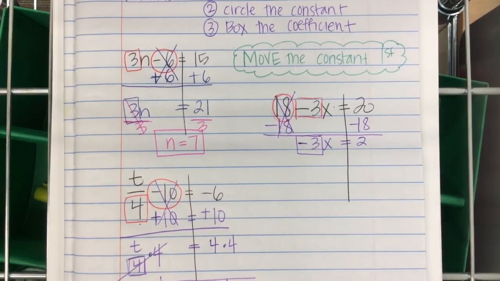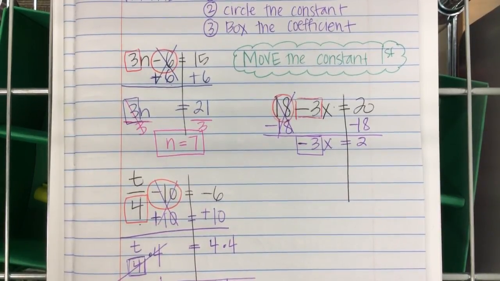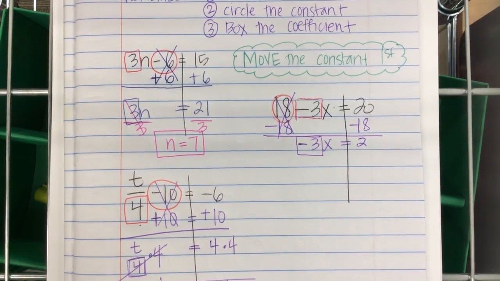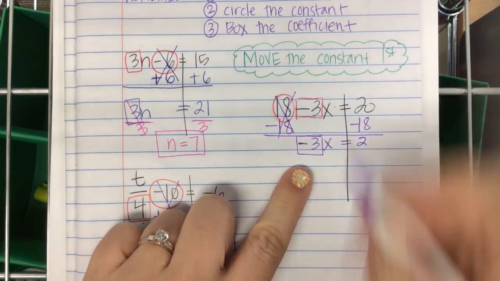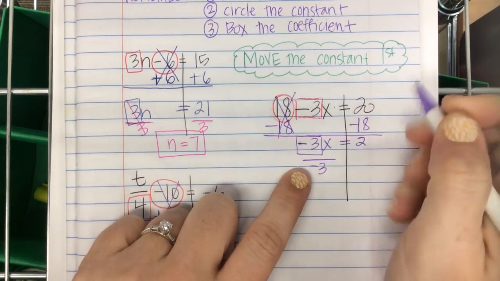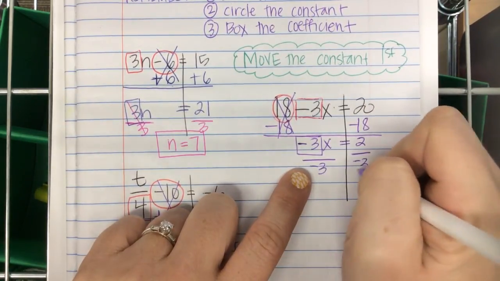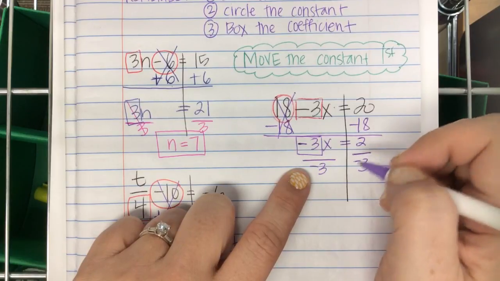X is still not alone. It's got that -3 with it. What is the operation on that side? Grayson, pay attention, please. What's the operation, Alyssa? I'm going to divide because -3 times X. I'm going to divide by -3. Divide by -3. Caden, stop.